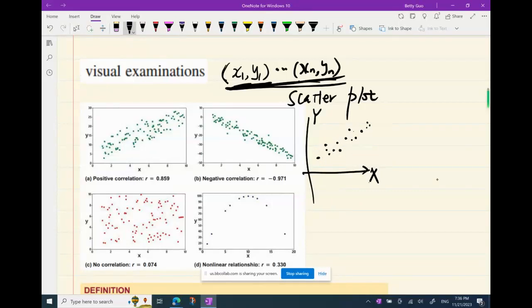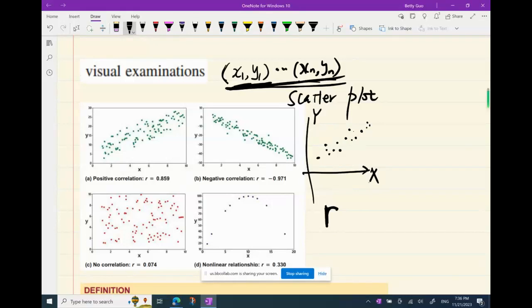And if those points give you a linear pattern, either going up or going down, then we would go ahead to do further investigation. We will go further to actually calculate the value of the correlation coefficient. The value of the correlation coefficient measures the strength of the linear correlation.